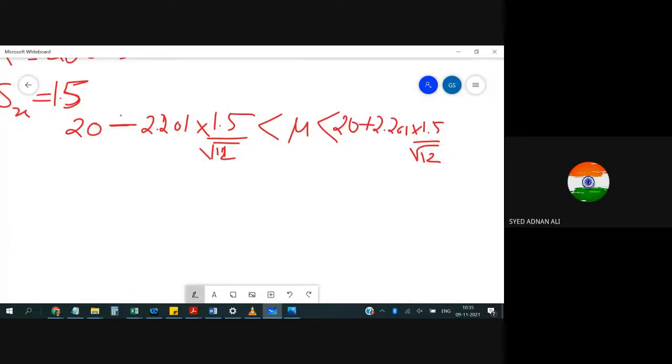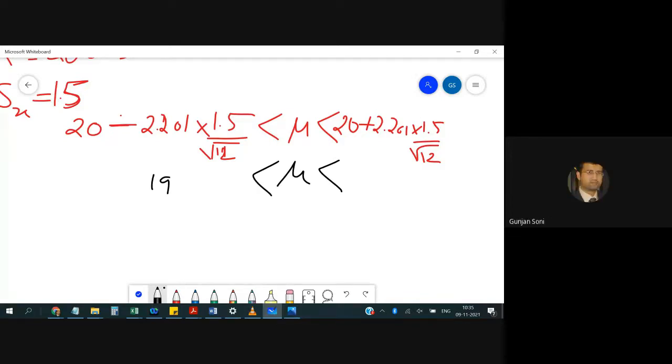So it's 19.04, the left limit, lower limit. 19.04. And the upper one? 20.954. 20.95.